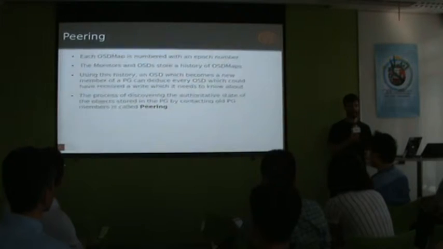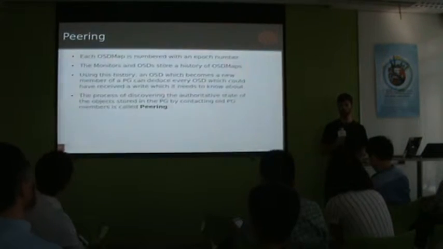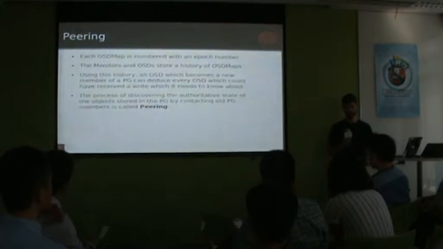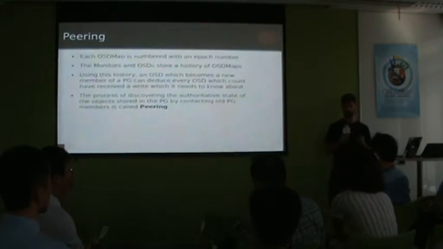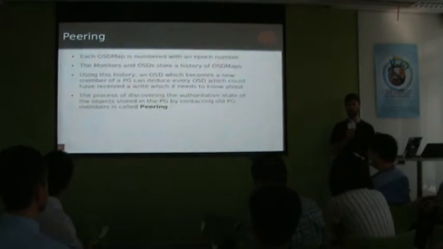The monitors will only ever publish one map with a particular epoch number, and they'll always be ordered. So the monitors and the OSDs remember all OSD maps back to the last epoch that all placement groups were clean. This means that every OSD is always able to walk backwards through time and figure out every OSD that has been responsible for a particular placement group back to the last time that placement group was fully recovered. And that is essentially the core of how peering figures out where to find writes it may not know about.